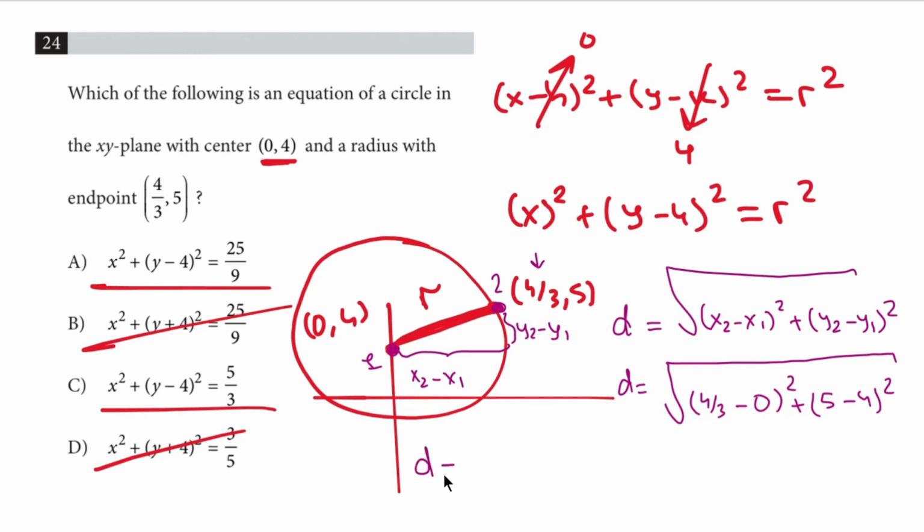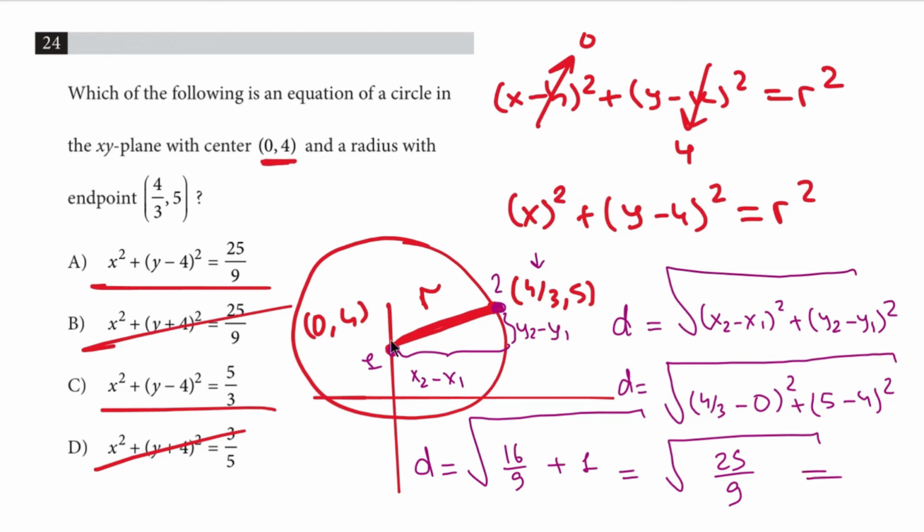So finally I get distance is equal to the square root of (4/3) squared, which is 16/9, plus 1 squared, which is 1. Now this is equal to 16/9 plus 9/9, which is 25/9. So that is the distance between these two points, and therefore it's equal to the radius. Radius is equal to the square root of 25/9. Now let's plug that back in here. If the radius is the square root of 25/9, then radius squared is just 25 divided by 9. And therefore we find that choice A is the correct one.